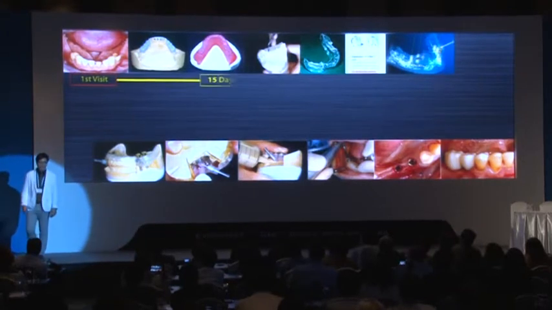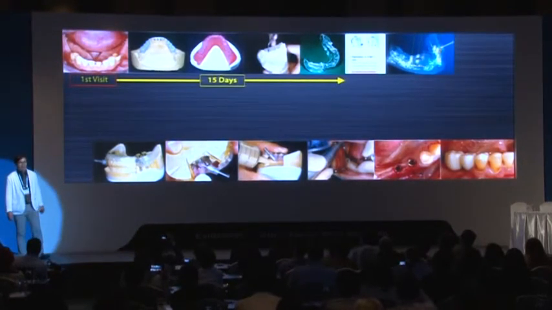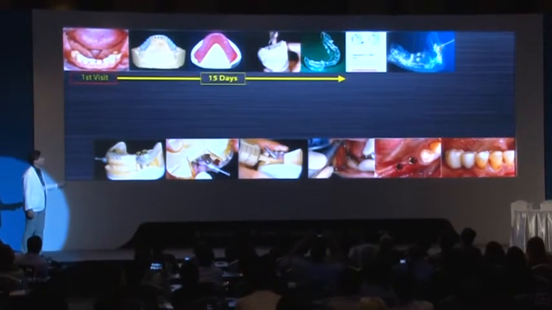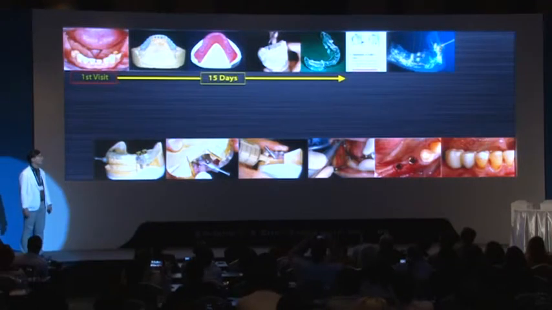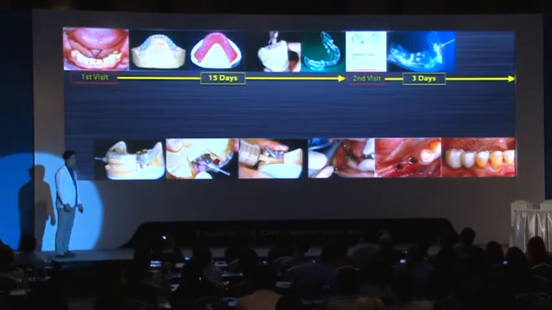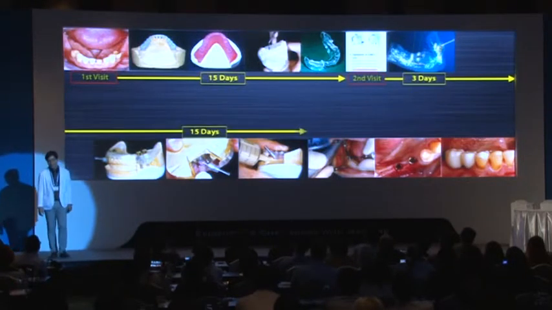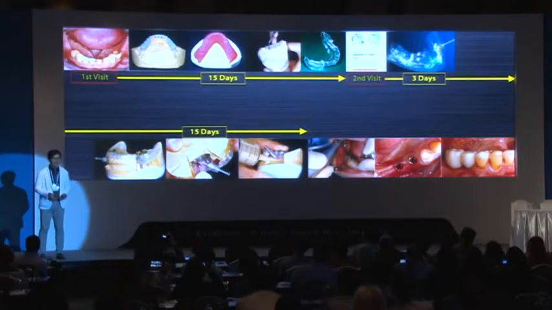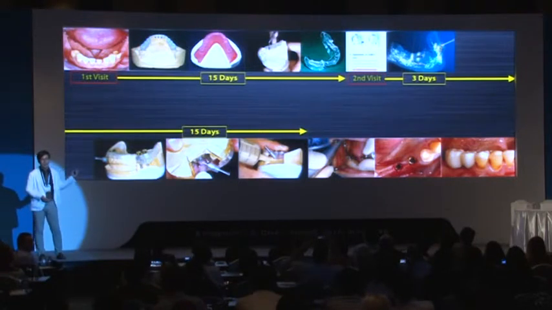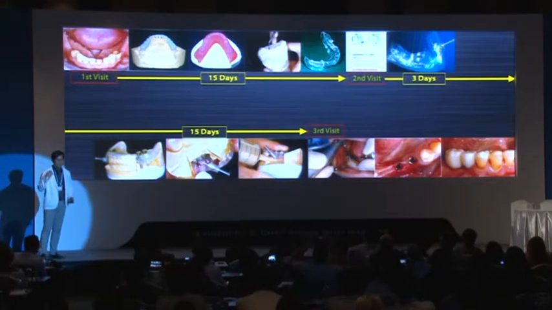In the other company's system, at the first visit, they make models, and before the double scanning, it takes almost 2 weeks. After that, CBCT scanning and diagnosis take 3 days, and making a stone cast and a provisional restoration or customized abutment also takes 2 weeks. So totally, it takes 1 month. And at the third visit, the patient receives the implant therapy.